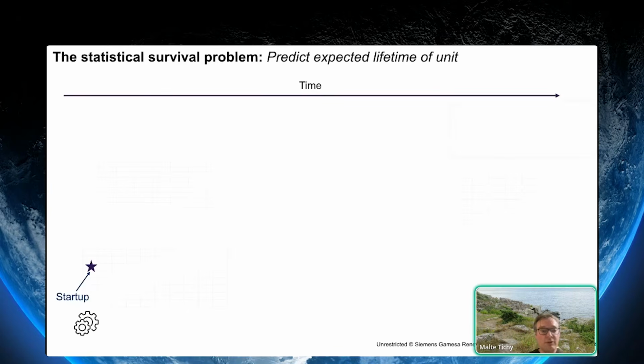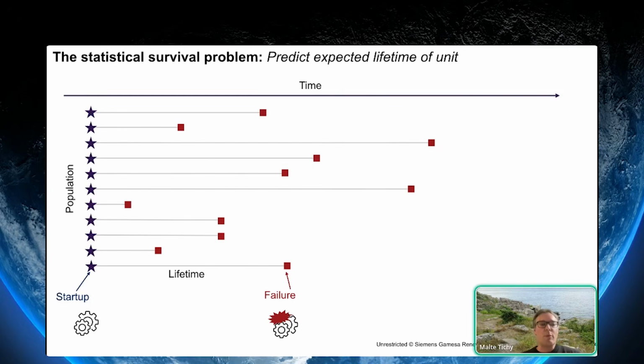So let me introduce you to the overall statistical survival problem. We want to predict the expected lifetime of a unit. For example, a mechanical unit like this one here that is started up in time and then is functioning for a while and will break and fail after its lifetime. Now we don't have only one of these components, but we have many of them. So we have an entire population.